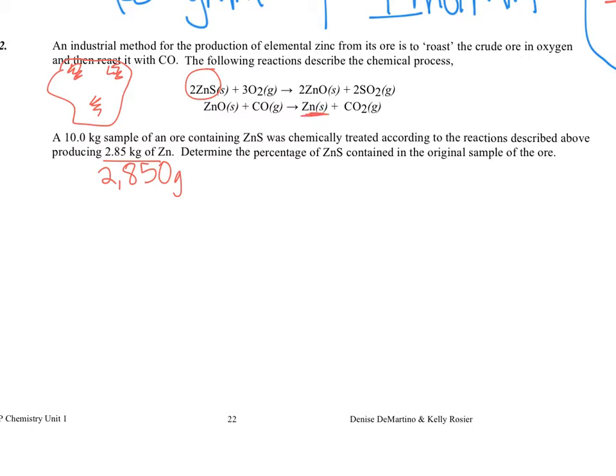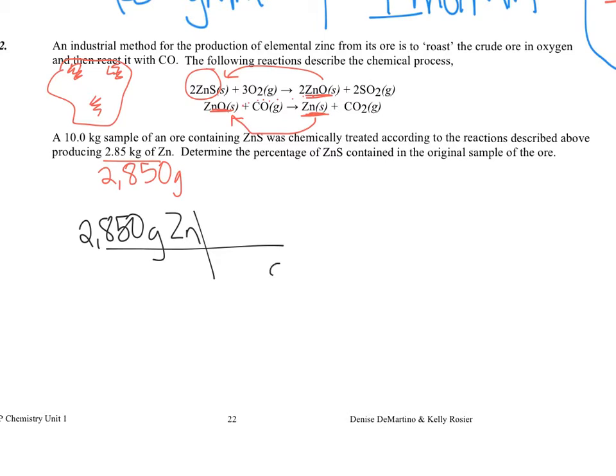So what we're going to do is stoichiometry to this side. If you notice, zinc oxide appears in both of these. That's our connecting route, okay? Once we get to this, now we can do stoichiometry over to zinc sulfide to find out what we need to find out, okay? So we're going to start with the 2,850 grams of zinc. I'm going to bring the words down to the right.